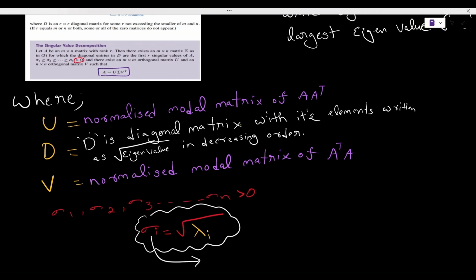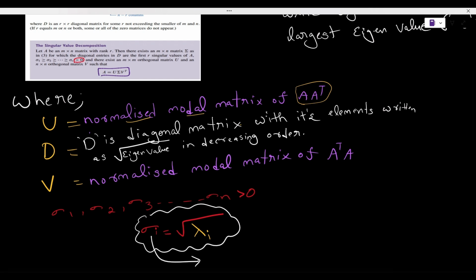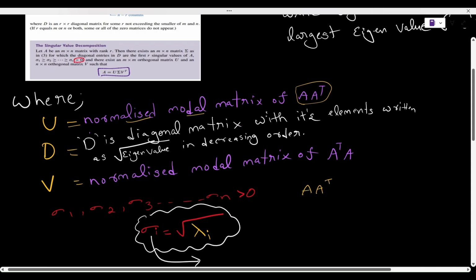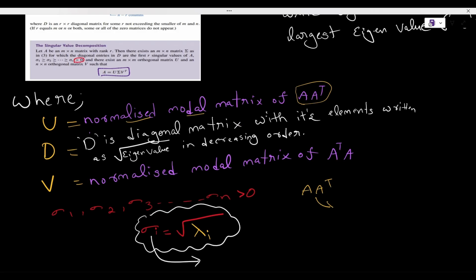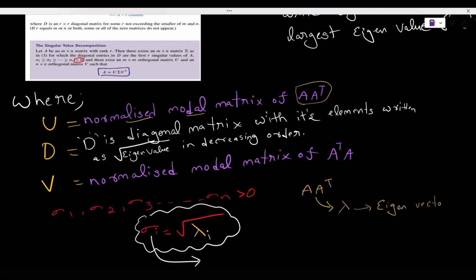U is the normalized modal matrix of A into A transpose. What is the normalized modal matrix? First, step 1, you have to find A into A transpose. Then for this matrix find the eigenvalues, then find the eigenvectors. After finding the eigenvalues and eigenvectors, you have to write the modal matrix of A into A transpose.